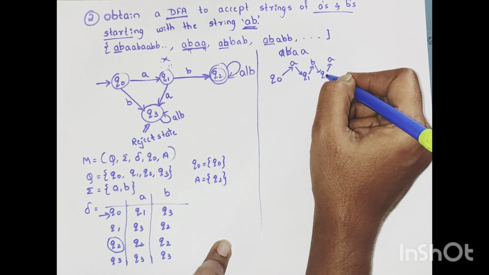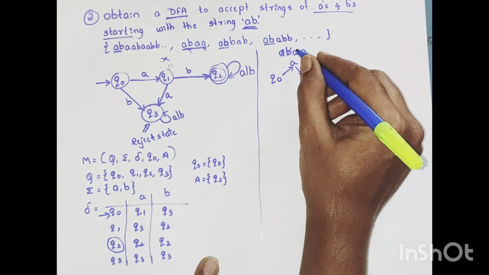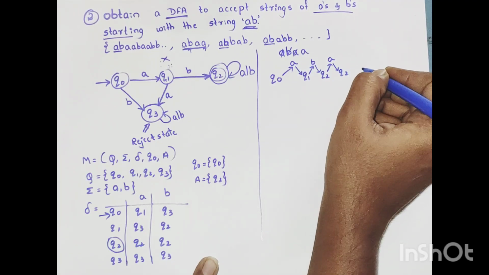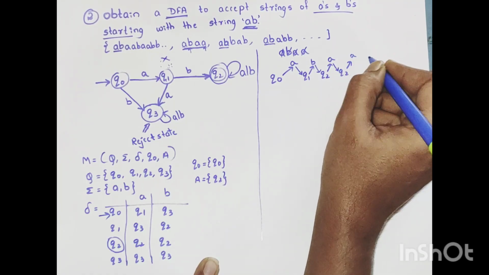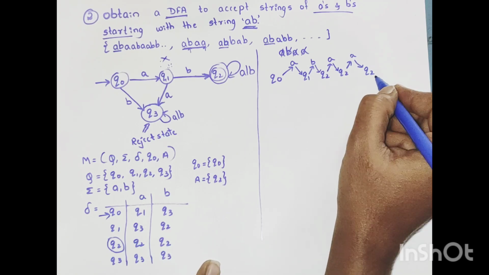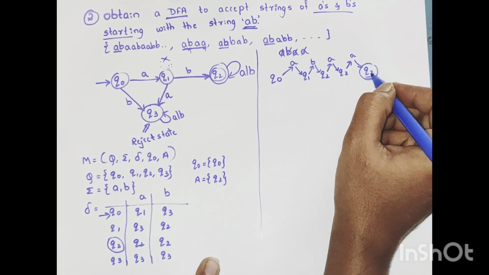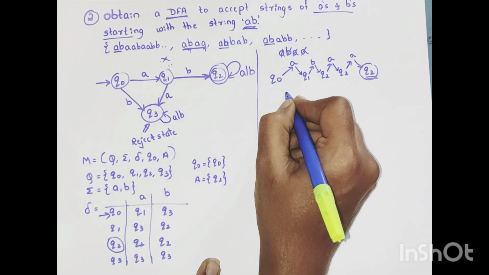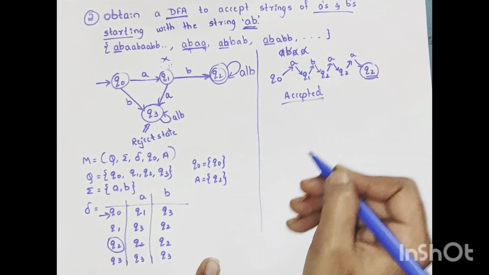From the state Q2, there is a self loop for A's and B's. So for this A, it will remain in the Q2 state only. Then from this Q2 state, one more A is there. For that, again the machine will reside in the Q2 state only. So the last state where we are remaining should be the final state. Here Q2 is the final state. Hence the given string is accepted.